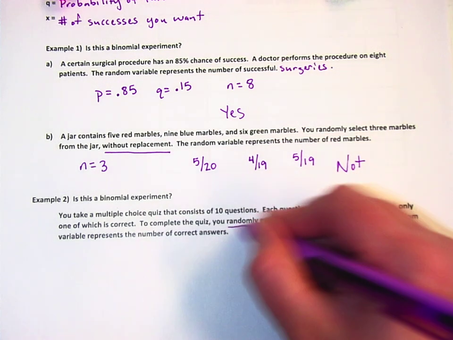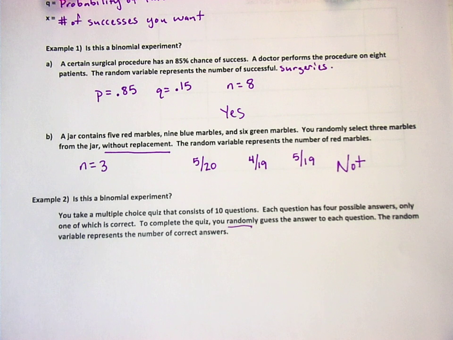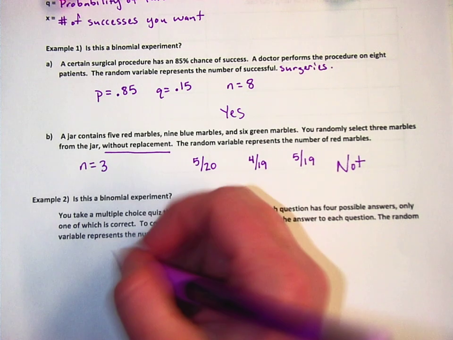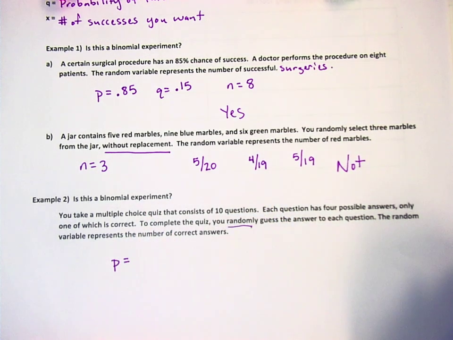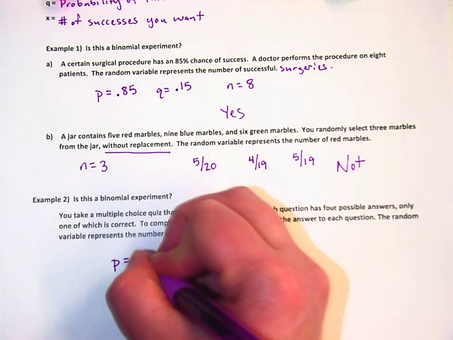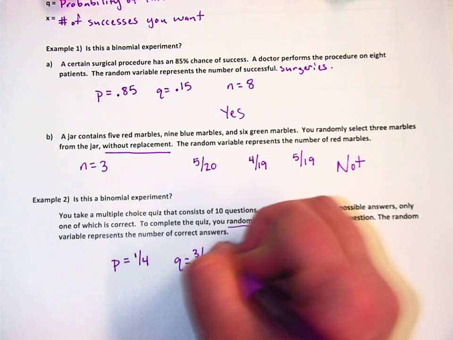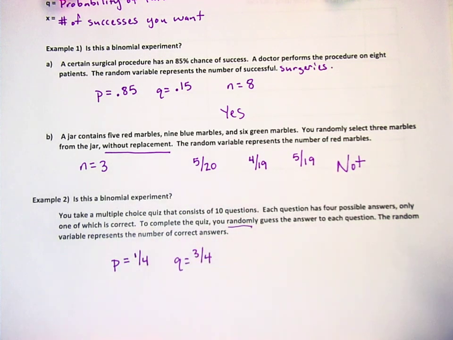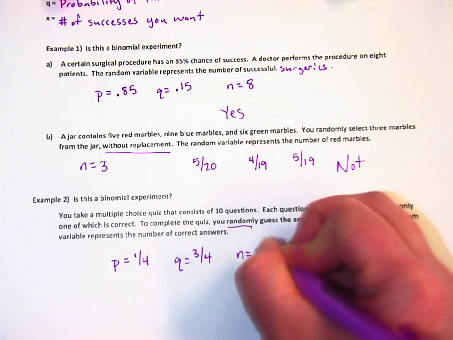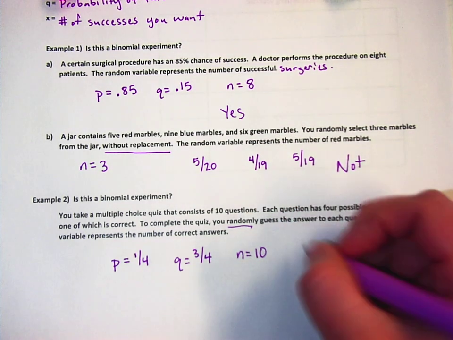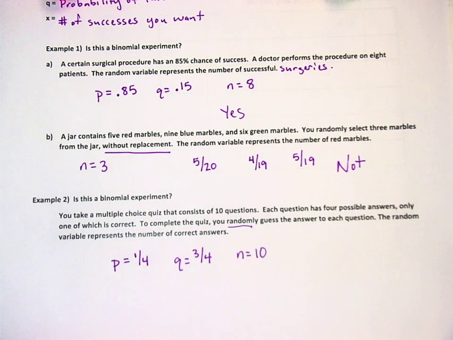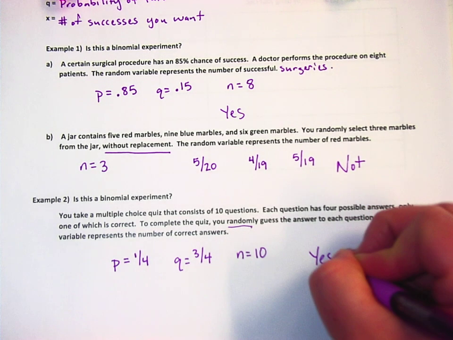That's important because you need to not know what you're doing, otherwise your probability of success would change. The random variable represents the number of correct answers. Okay, so on this one, probability of success, there are 4 possible answers, one of which is correct. That's 1/4. Q, failure, is 3/4 or 0.25 and 0.75. N is 10 questions. And X is how many you're getting correct. Yes, this is binomial.